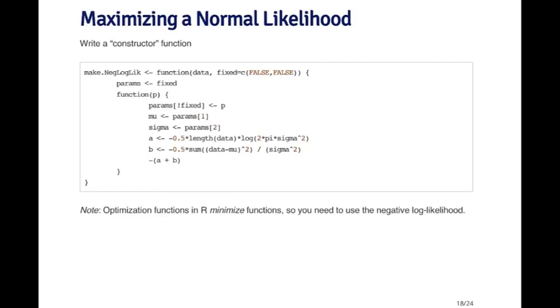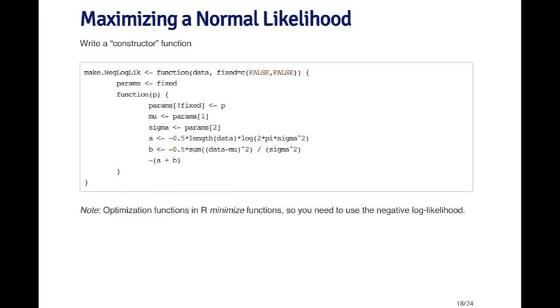So here I've written a constructor function that creates a negative log likelihood. As a note, most of the functions like optim, nlm, and optimize in R attempt to minimize functions by default. So when you write your objective functions, if they're designed to be maximized, then you have to take the negative of those functions so that you can minimize them. Also, all the code in this example will be on the website, so you can take a look at the code and try to run it yourself if you want.